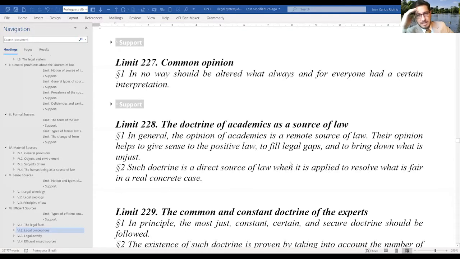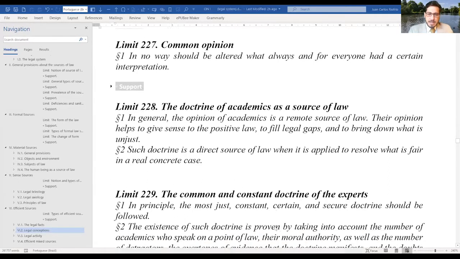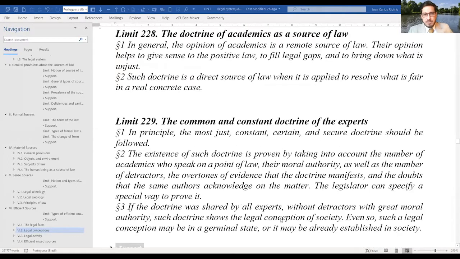Probably if you have hard cases, the best way to resolve that is first to read what the authors said about this specific case of the law. This is the usual way. Then, the common and constant doctrine of experts. Now, this is a concept of the international procedural law, I think from that field.